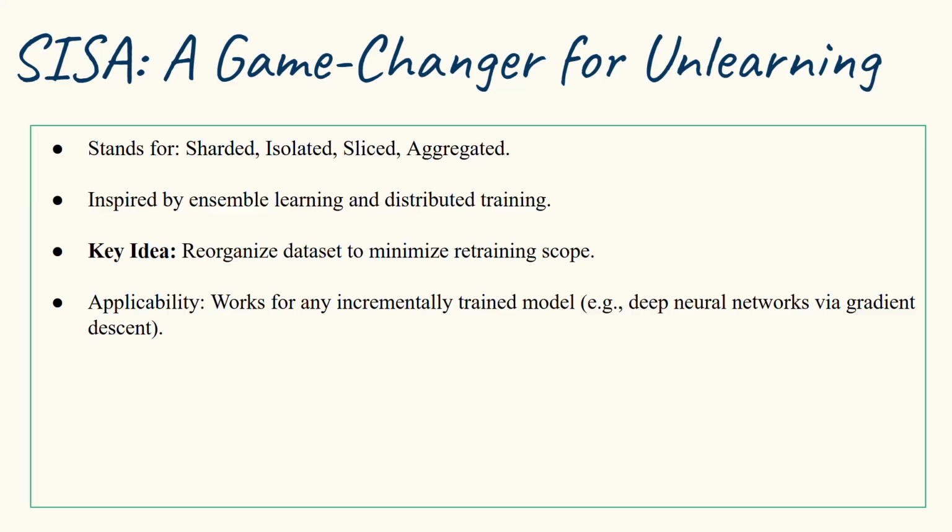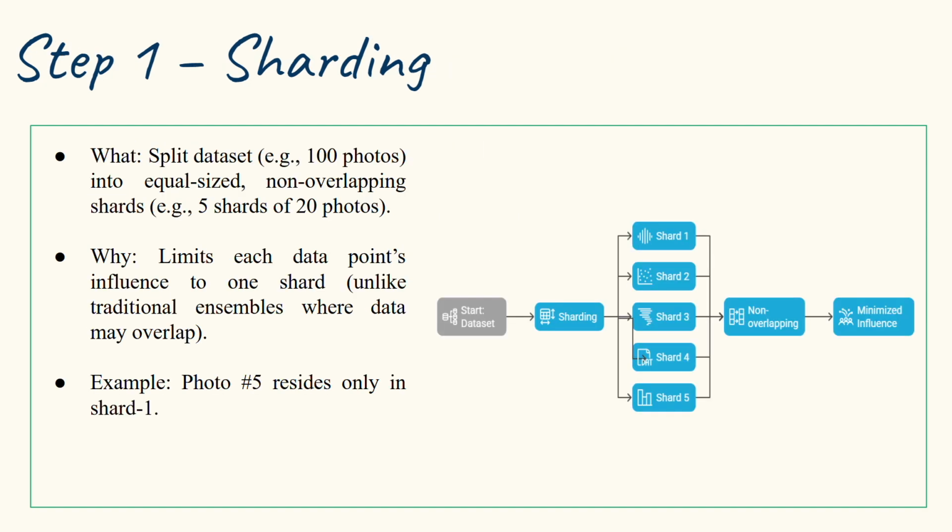That's where SISA comes in. It is fast, smart, and it's all about making AI forget efficiently. Step 1, Sharding. Split the data.